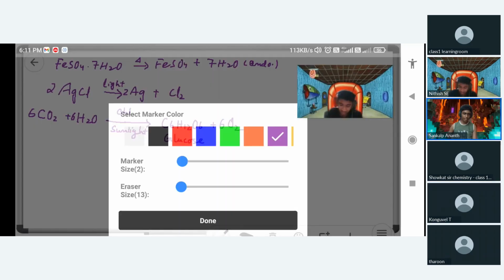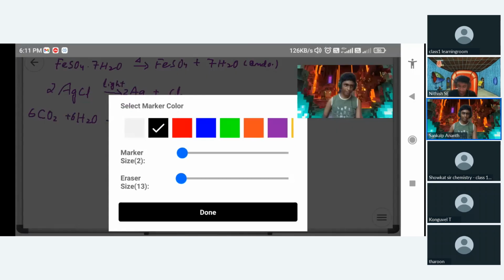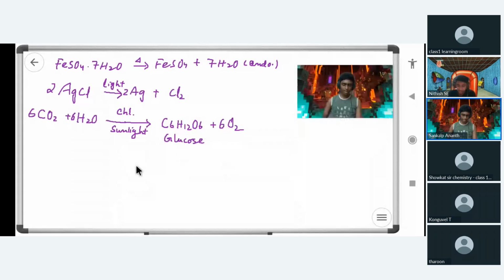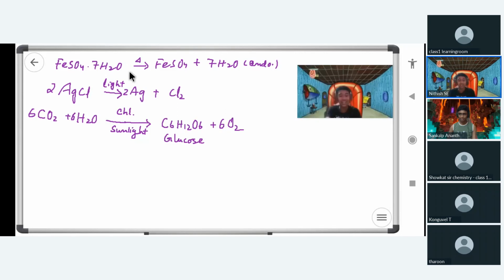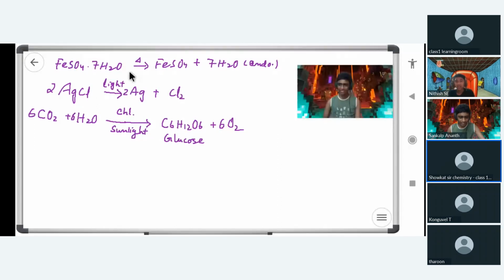Fe green vitriol, when it absorbs heat, becomes FeSO4 plus 7H2O, right? But isn't that also a decomposition reaction? We have already studied this as an example in thermochemical decomposition. Do you remember? Yes, that's what I'm also saying, sir.